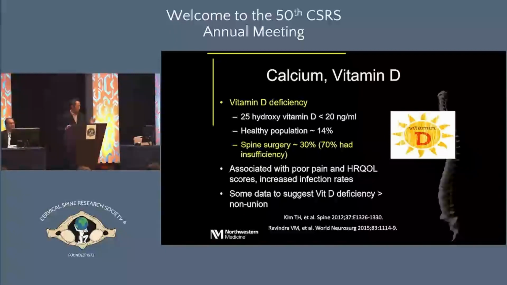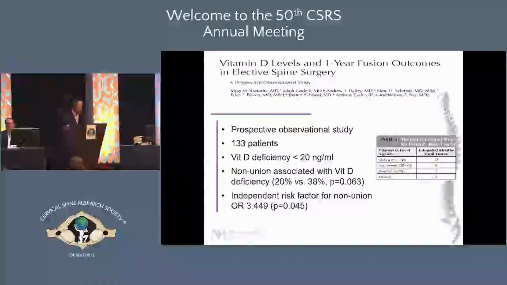The people we operate on have an even higher incidence, 30% with a deficient rate, 70% with insufficient rates. And there are sequelae from this. Vitamin D deficiency in particular is associated with poor pain and HRQOL scores, as well as increased infection rates. And there's some recent data to show that this deficiency also leads to an increased risk of non-union.